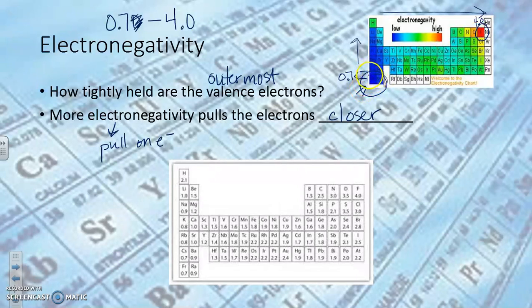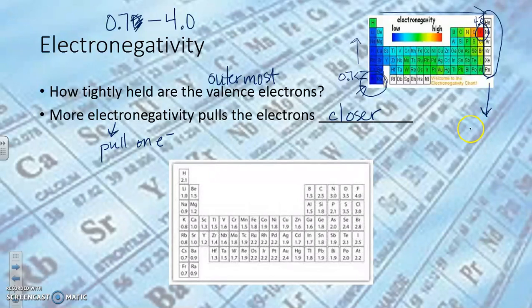Now, I said nobody on the periodic table has a value of 0. I kind of lied, because you have these here. These are the noble gases, and noble gases don't have an electronegativity value because they don't share electrons.